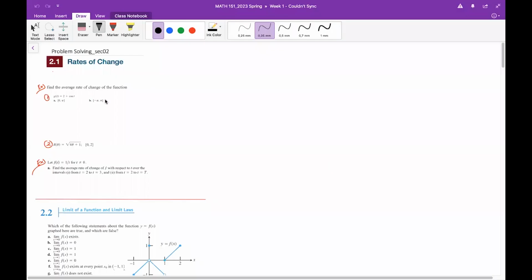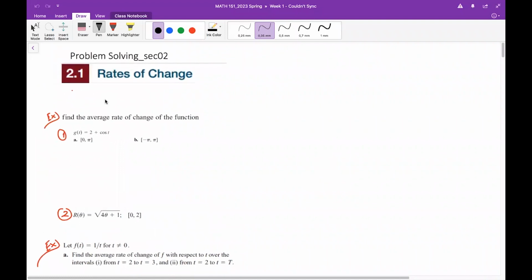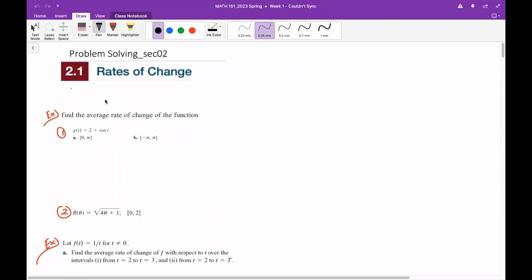Okay, we start with rates of change. This is the first topic of our syllabus, average rate of change, instantaneous rate of change. And we will solve an exercise about the average rate of change in the first example. Before we solve it, I want to remind you the geometric meaning of the average rate of change. Let me put a recall here before we start.